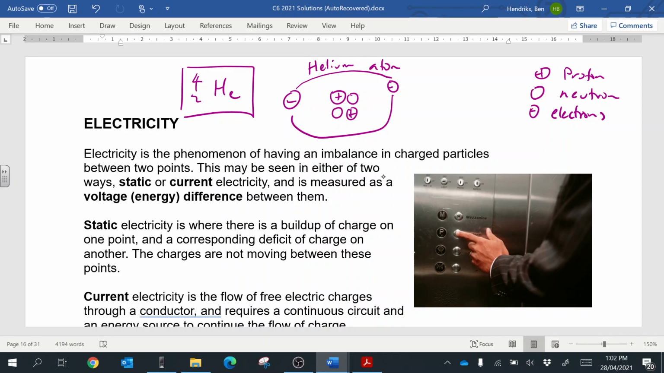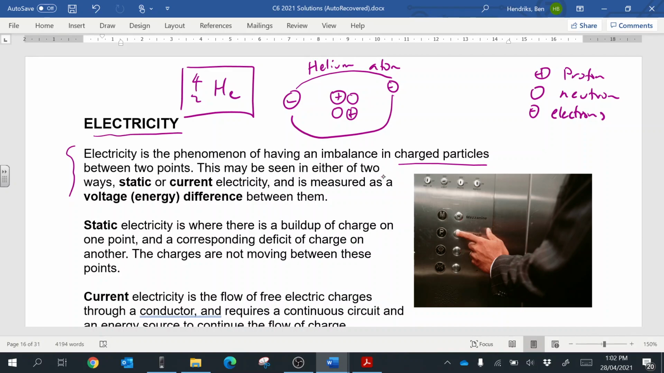So what this paragraph is saying is electricity is the phenomenon of having an imbalance in charged particles. So we're talking about a proton or an electron essentially, or some sort of ion. Let's say we removed one of these electrons from the helium atom, we would have an imbalance in charge there, and so it would have a charged particle. And if we have two or more charged particles between two points, then we're going to have what we call electricity.